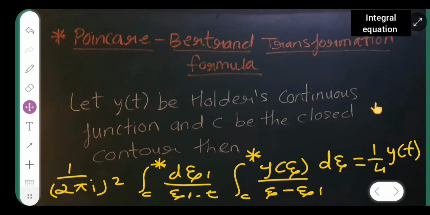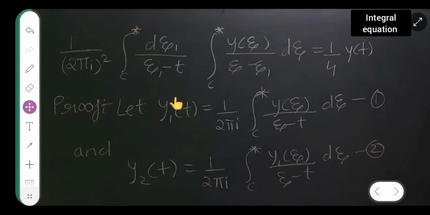This part I will write on the next page, the same formula, okay? So I have written it over here: 1 upon 2 pi the whole square, integral from c to star, d xi1 upon xi1 minus t, into the integral over c to star of y of xi upon xi minus xi1 d xi, is equal to 1 upon 4 into y of t. Okay, now let me start with the proof.